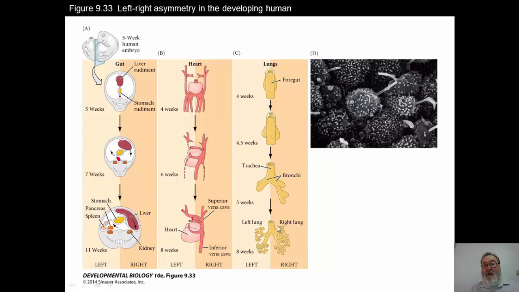aortic arch. If we look at the lungs, the right lung has 3 lobes, the left lung has 2 lobes. The left lung doesn't occupy as much volume as the right lung, but what you have instead is the heart forming in this region. And so development has accommodated an increase in heart tissue and a decrease in lung tissue to make things fit in this asymmetric arrangement. And with that, we've covered what I wanted to have you hear about in developing mammals.